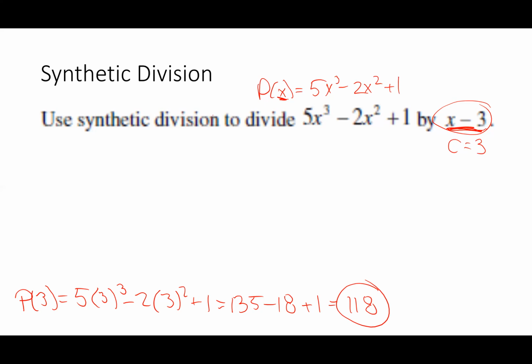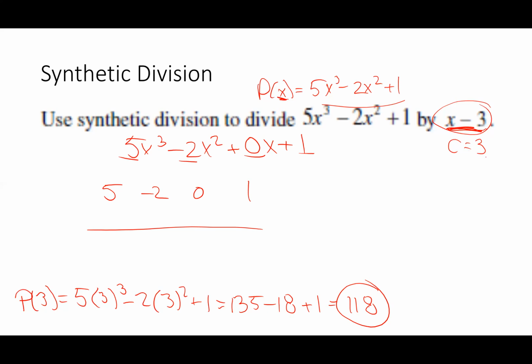Now what we're going to do is list off the coefficients of this polynomial. So we've got 5x cubed minus 2x squared. Observe that there's an x term missing, so I'm going to say 0x. It's really important that I do that. So I'm going to list off my coefficients, including that 0. And now, my c value is 3, so in my box, I'm going to put 3.